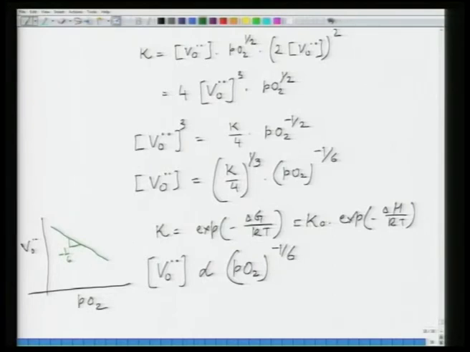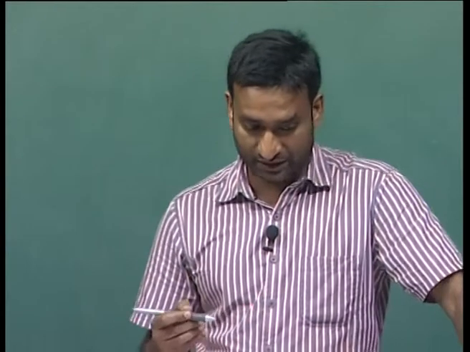So the concentration of oxygen vacancies decreases as you increase the partial pressure of oxygen, which is intuitively understandable, because as you are increasing the partial pressure of oxygen, basically you are pumping more oxygen into the system. As a result, you are reducing the concentration of oxygen vacancies. So this is the dependence of oxygen vacancy concentration on partial pressure of oxygen in a non-stoichiometric oxide, which is oxygen deficient, and where oxygen vacancies are the dominating defects.